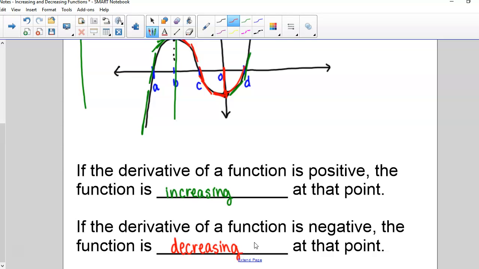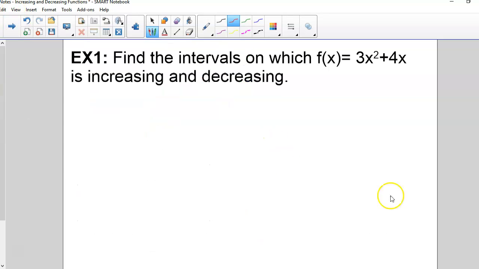I know that one of the questions that Harper asked me about on our test corrections was about whether or not the function was increasing or decreasing at that point. So if you look at the derivative, if it is positive, then you're increasing. If it's negative, you're decreasing for that.